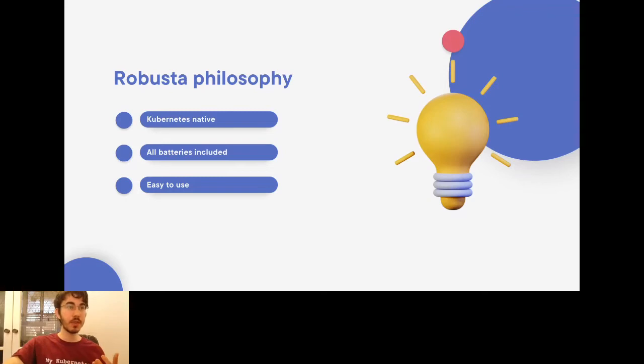And the Robusta philosophy really is three things. One, Kubernetes native. So it's built specifically for Kubernetes. It can work elsewhere, but the focus is on Kubernetes. Two, all batteries included. So when you install Robusta, it should just work out of the box. If you send it your Prometheus alerts, then you should get value even before you go and configure anything. So we have built-in knowledge about common alerts. And three, it should be easy to use. We're trying to save you time. We're trying to help you automate stuff. So if you have to invest a lot of time and effort in that, then it's really not worth it for you.